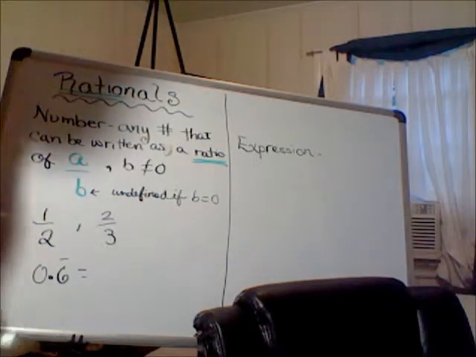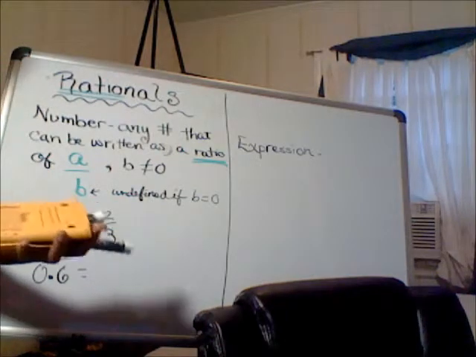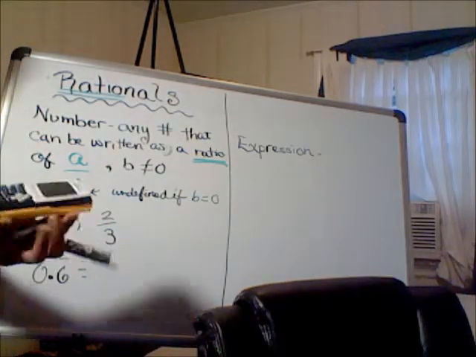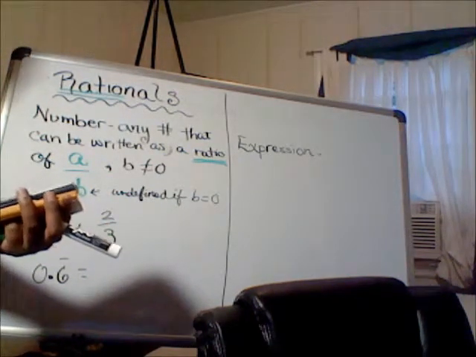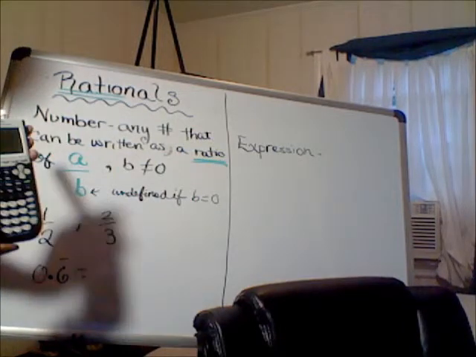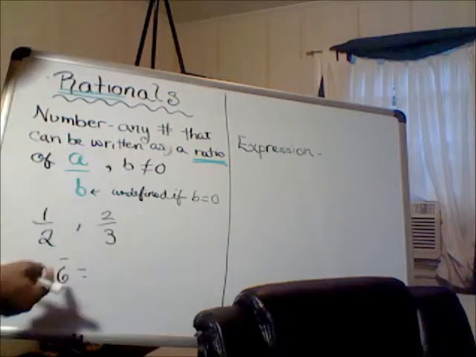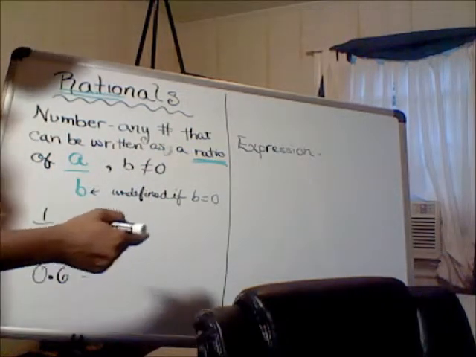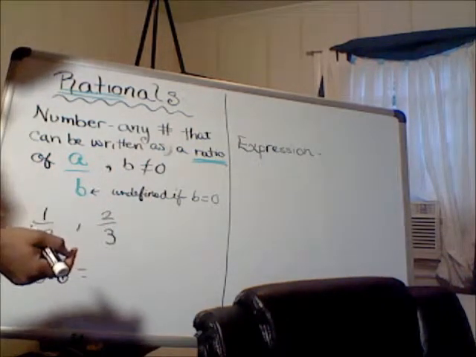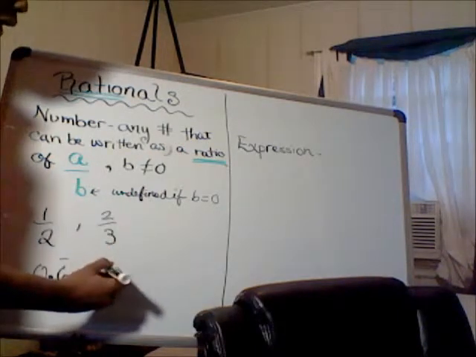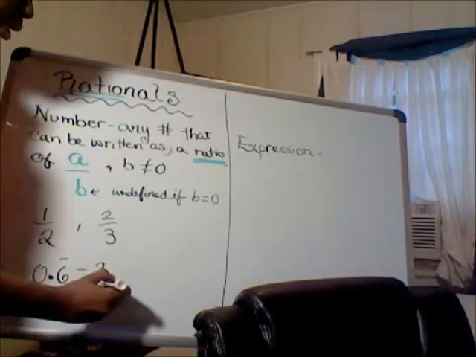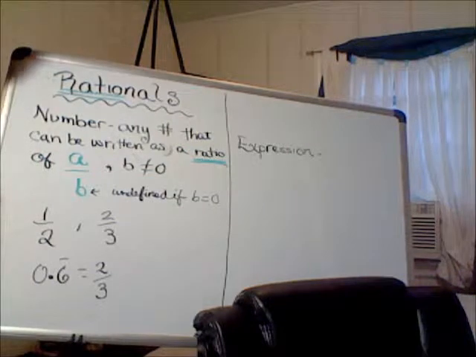And if you don't trust me, get your calculators out and type in 2 divided by 3. When you type in 2 divided by 3, you're going to see 0.66666, and then it rounds at the end to 7 because it keeps going on and on. So 0.6 repeating can be written as a fraction, as 2 over 3.